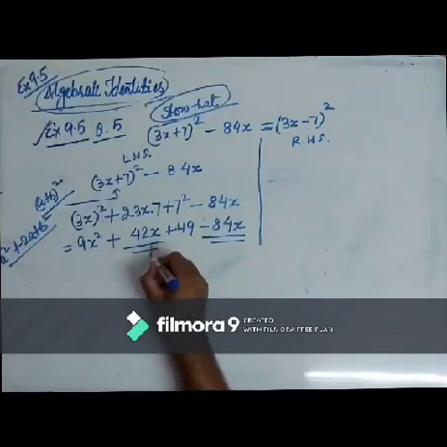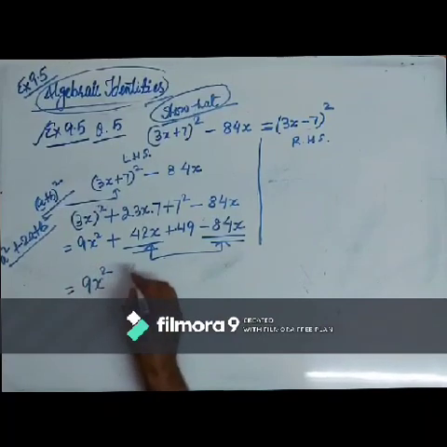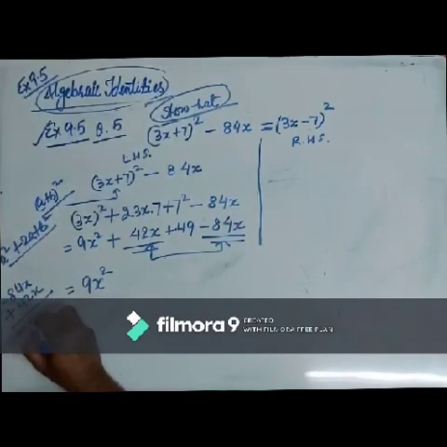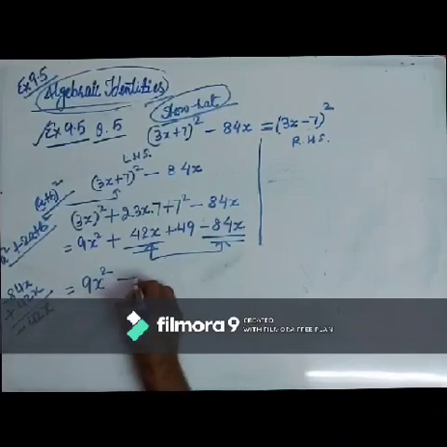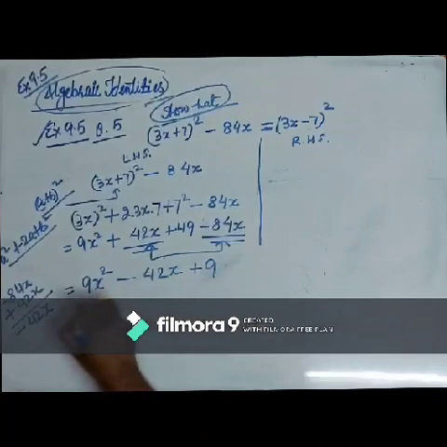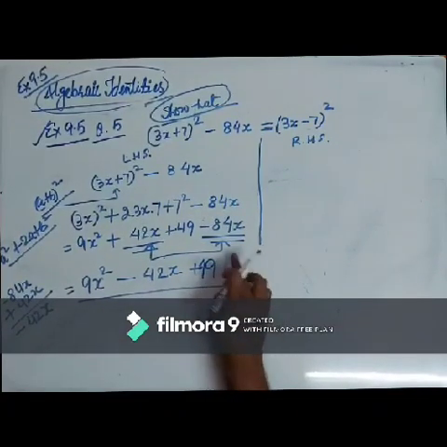These two are like terms. So all we have to do is to rewrite it as 9x square, minus 84x plus 42x will give you minus 42x. So this is minus of 42x plus 49. So this is your left hand side.